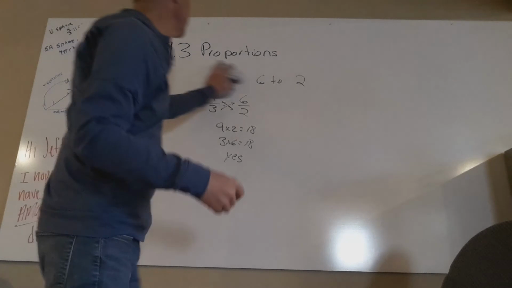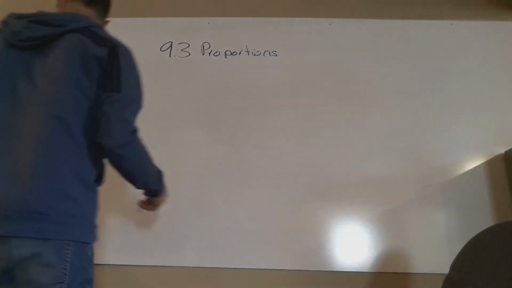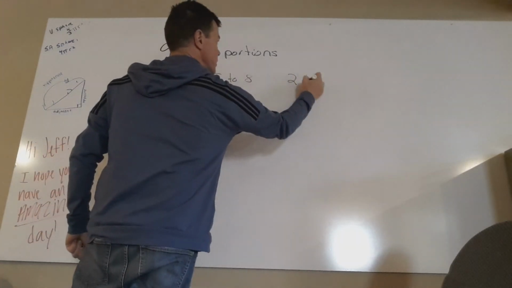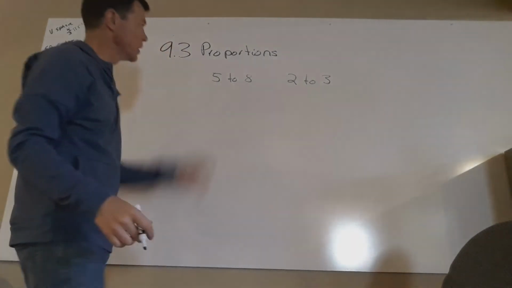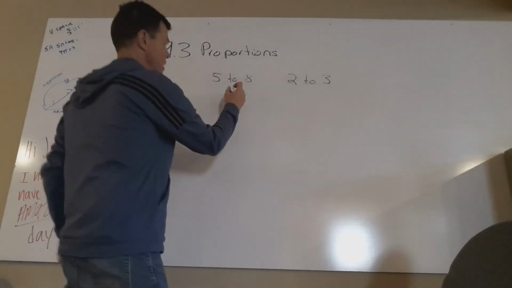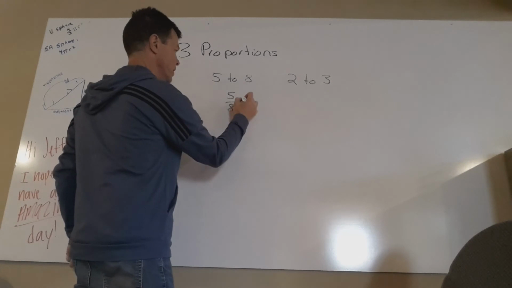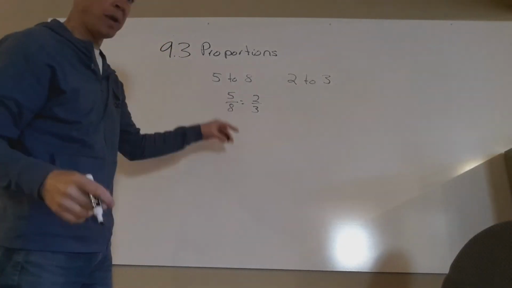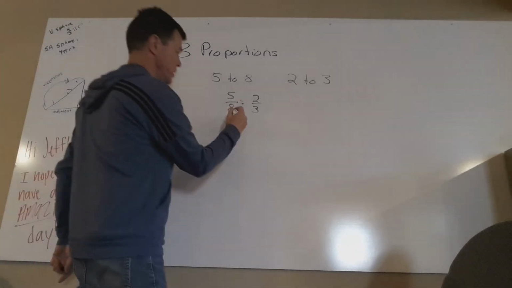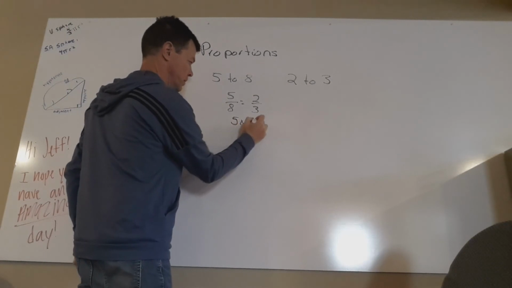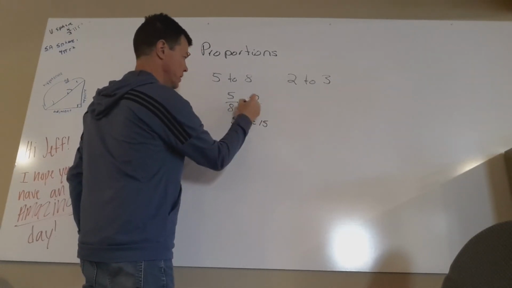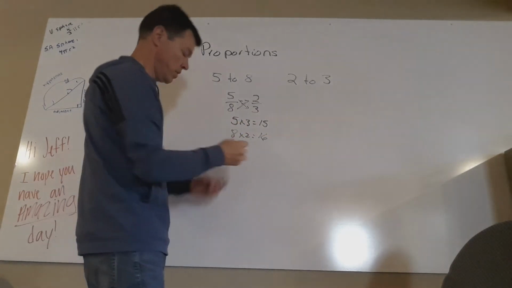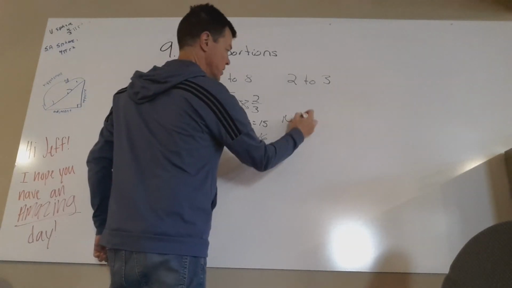One more example. Here we go. Let's say it's 5 to 8 and 2 to 3. So here are our two ratios. Write them up as fractions. 5 to 8 equals 2 to 3. Cross multiply, some of you have probably already figured this out. 5 times 3 equals 15. All right. 8 times 2 equals 16. They're not equal, so they are not proportional.